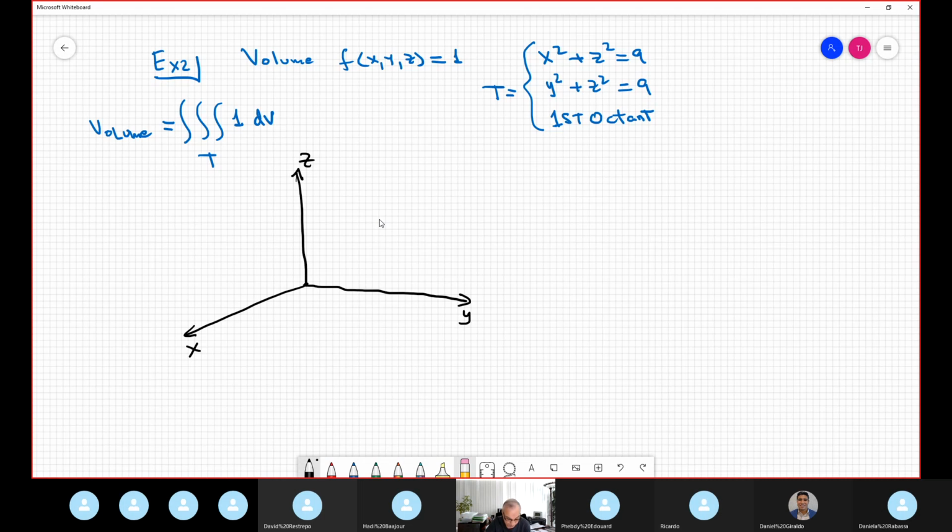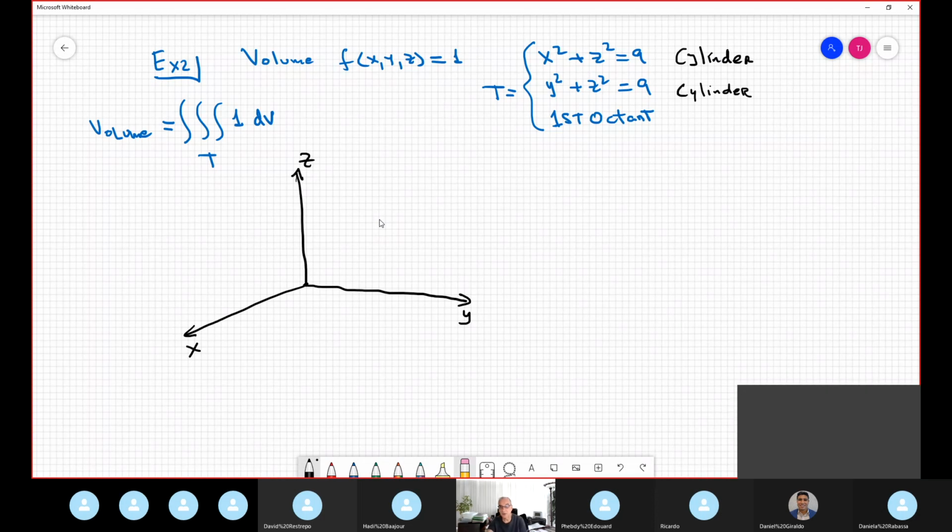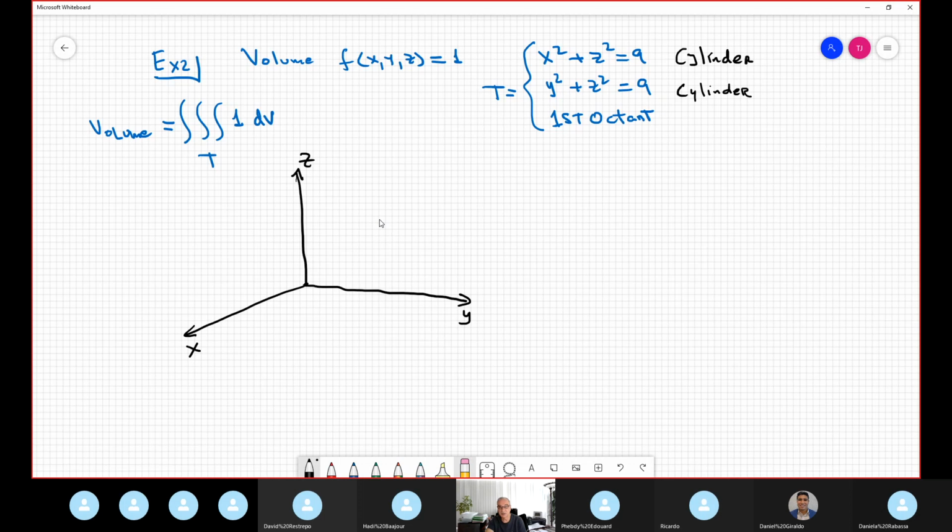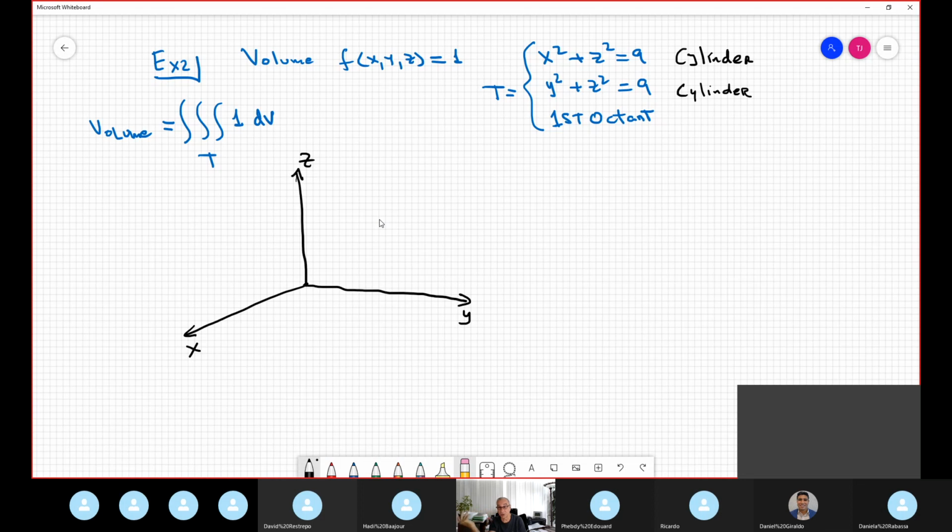In this case, no. We have two cylinders, right? This is a cylinder, and this is another cylinder, yes or no? In this case it is not parabolic, it is circular, right? And by the way, what is the radius of this cylinder? The radius is 3, and the radius is 3 in both.